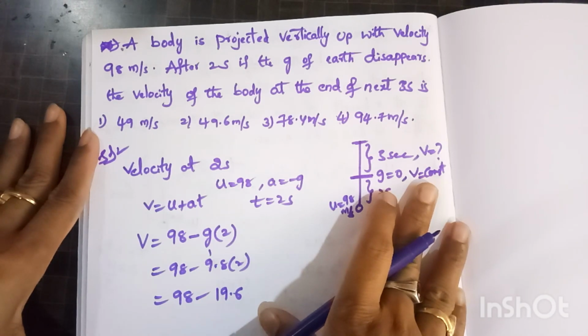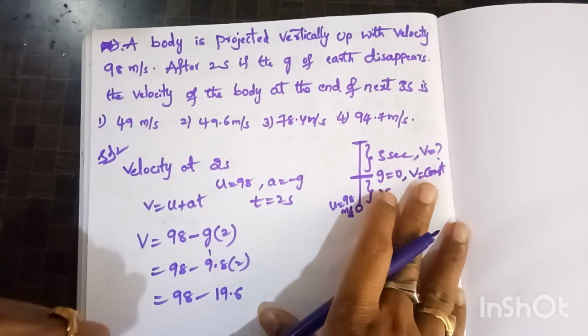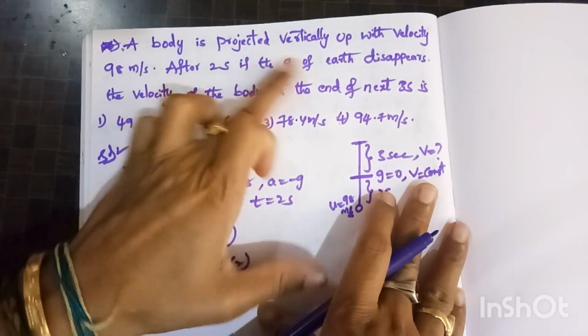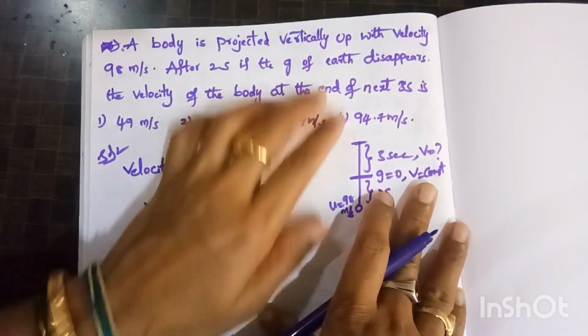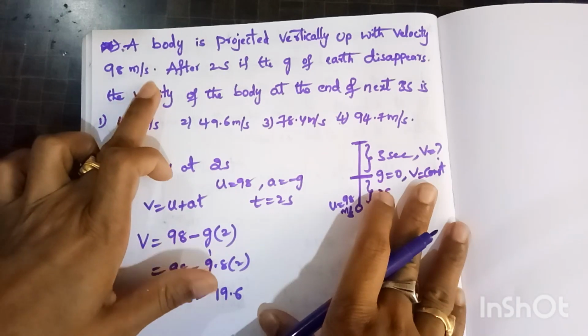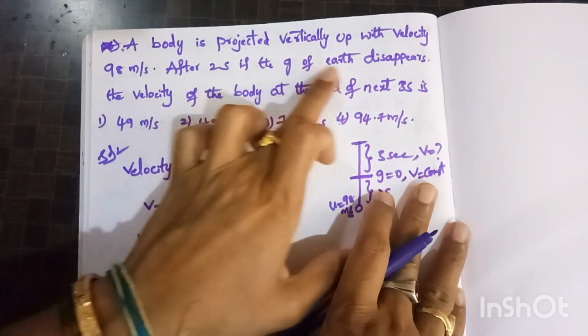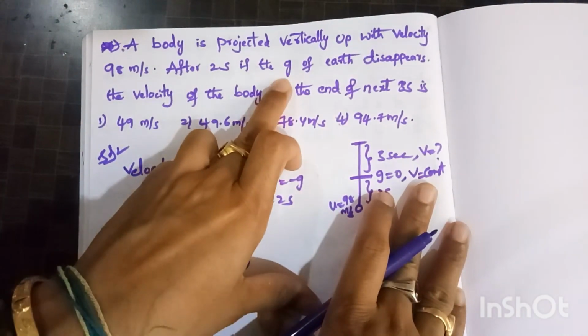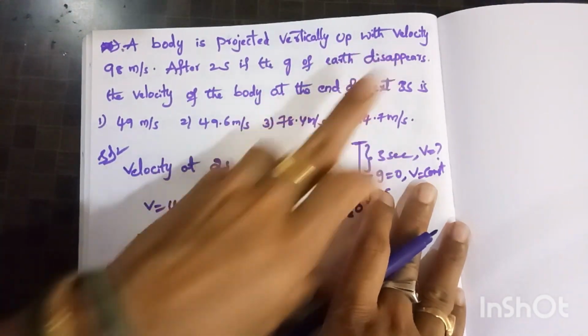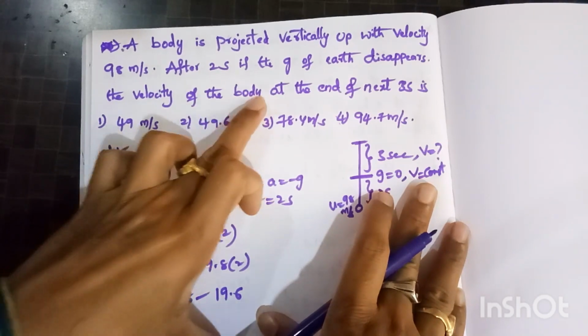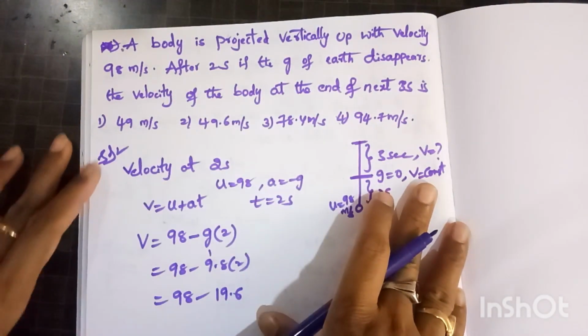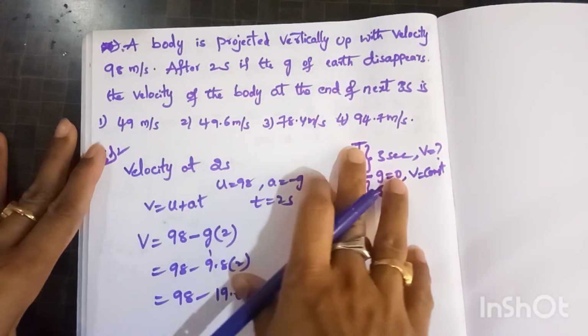Today we are going to discuss some more problems based on vertical motion. The problem states that a body is projected vertically up with velocity 98 meter per second. After 2 seconds, if the g of earth disappears, g meaning acceleration due to gravity of earth, the velocity of the body at the end of the next 3 seconds is, and they have given 4 options.